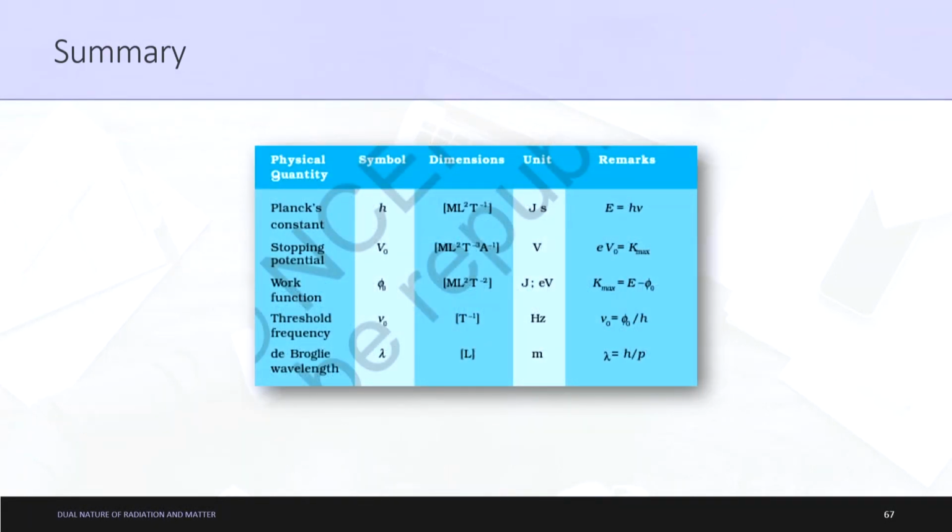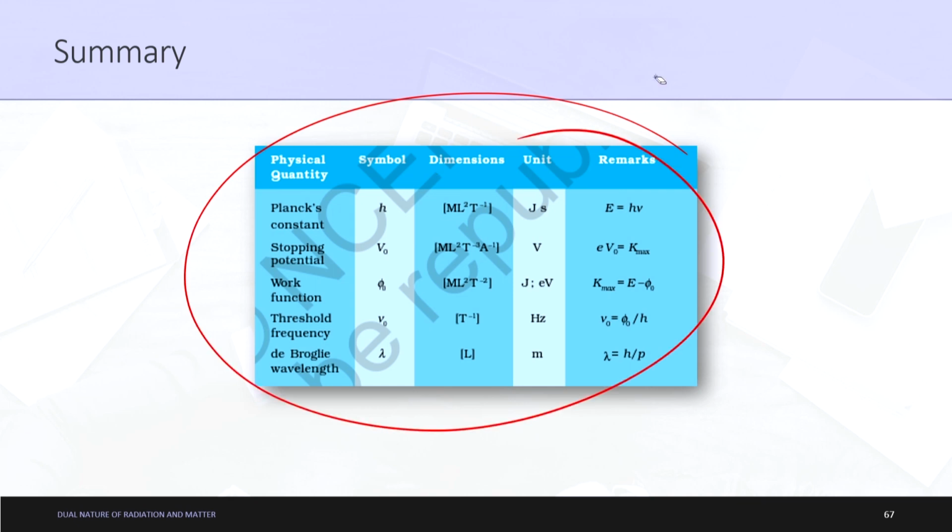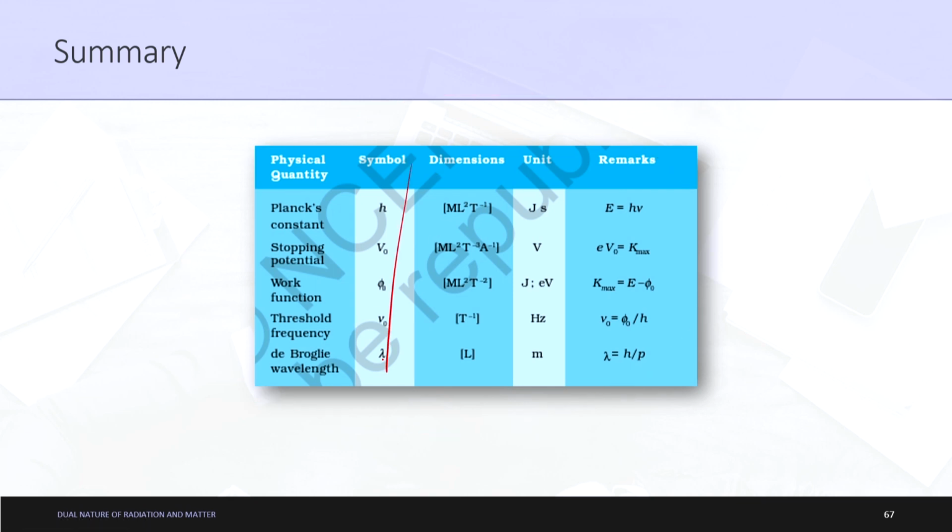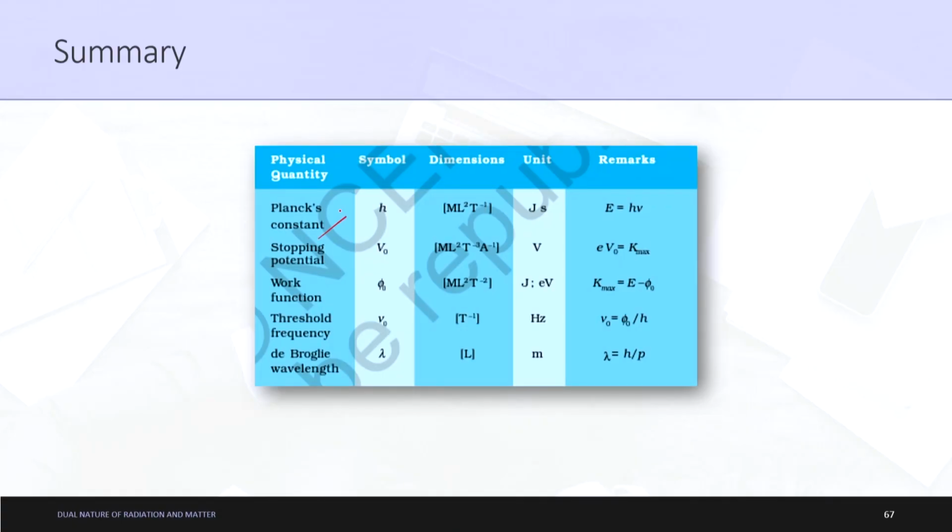Finally, these are some of the physical quantities you need to remember, or you can just remember the symbols and units, because units are very much required as far as your numericals are concerned. Planck's constant is 6.6 × 10⁻³⁴ joule second. The symbol used is h, the unit is joule second, and it is used in E equals h nu. It is used everywhere, also in de Broglie as lambda equals h upon p.